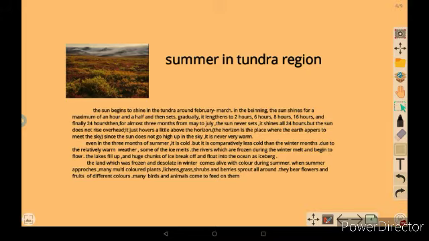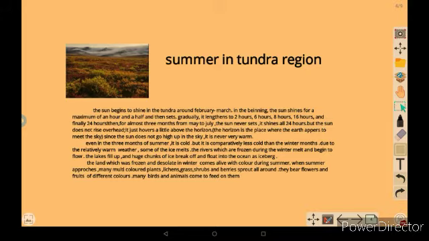Okay, so let's go to the next topic. So this is the summer in tundra. We conclude here, the summer shines for a maximum number of hours, extending to 24 hours, and there is no sunset. From February to March there is a little bit of shininess, so the sun begins to shine there. Then the sun shines for 24 hours, and the summer season is in the May to July months.